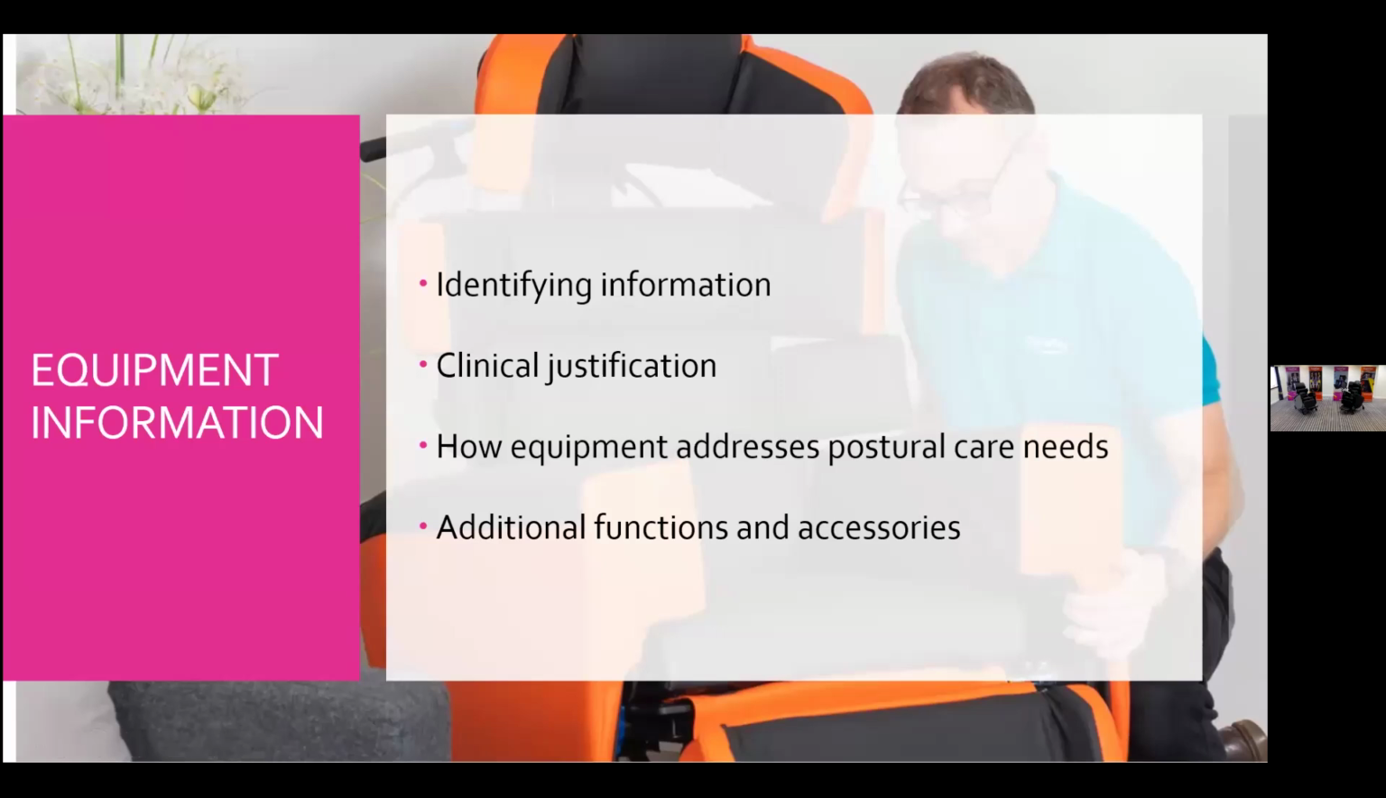So initially we have the equipment information, of course, where we are really identifying the product, the piece of equipment. Things like the brand, the model, the serial number, all that identifying information, just so anyone who picks up the care plan knows exactly which piece of equipment the care plan is for. A bit of clinical justification in there as well.